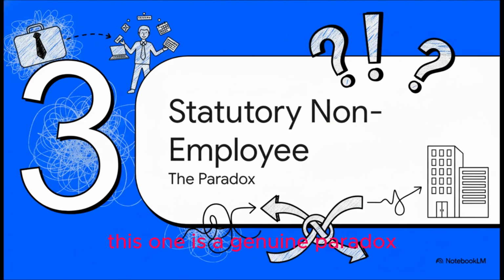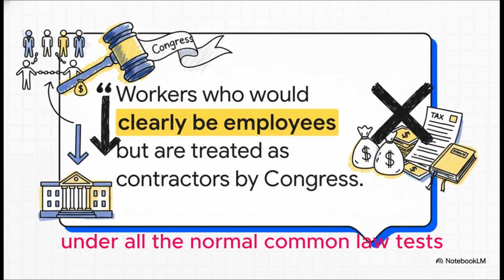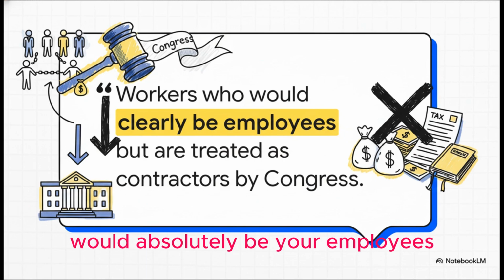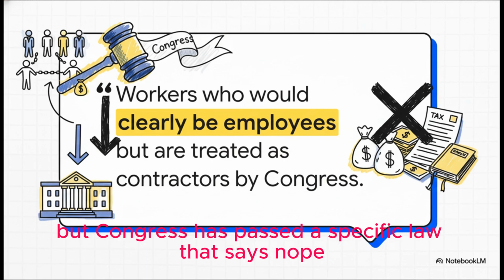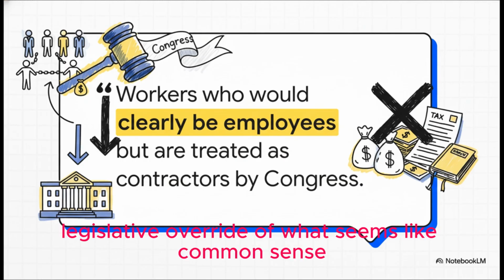This one is a genuine paradox, the statutory non-employee. This is where someone who looks, walks, and talks like an employee is, for legal purposes, treated as an independent contractor. Yeah, you heard that right. These are workers who, under all the normal common law tests, would absolutely be your employees. But Congress has passed a specific law that says, nope, for tax purposes, they are independent contractors. It is a direct legislative override of what seems like common sense.